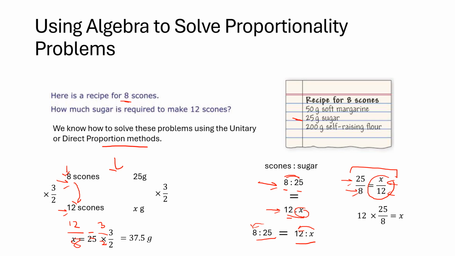So 12 times 25 over 8 equals x. If we do the sums on the left-hand side of the equation, we'll get x on its own. 12 times 25 over 8 equals 37.5. So if we spin it around, x equals 37.5 grams. Okay, that's how we solve that one. And if you notice, it's exactly the same answer. It's just another way of doing this problem.